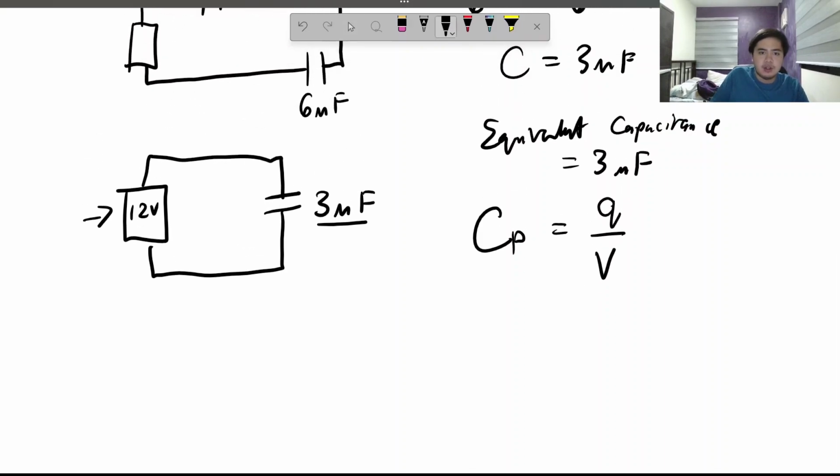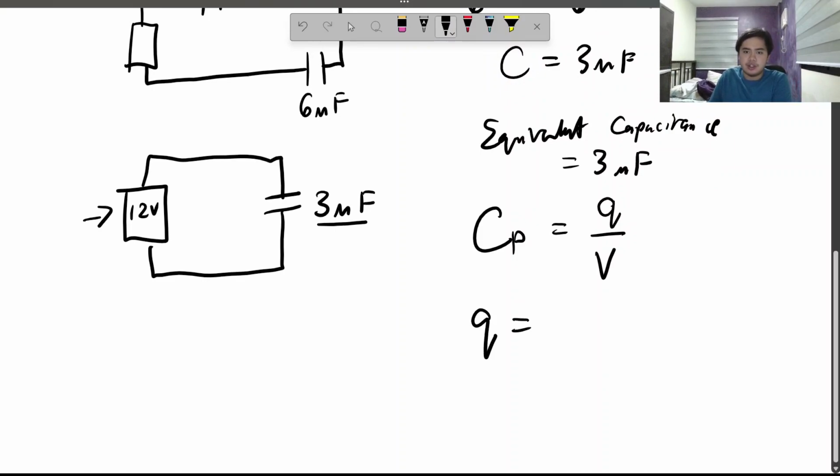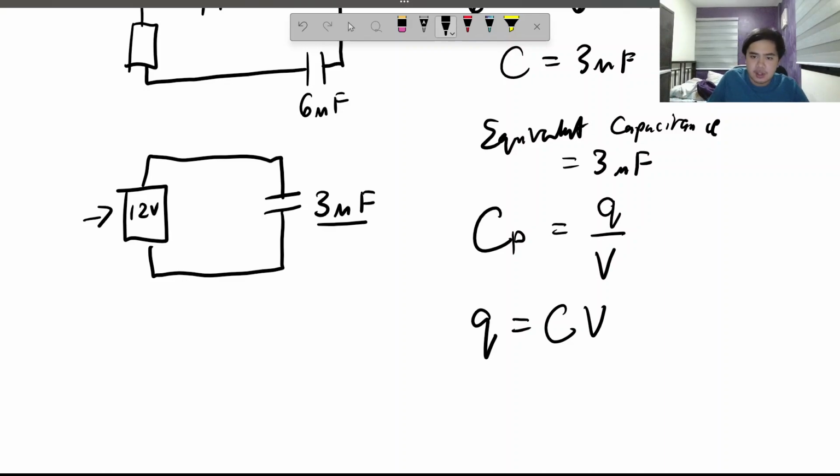Alright, so we need the charge. We get Q equals CV. Now we have the capacitance, 3 microfarads, and the voltage, 12 volts. So we can multiply them together.